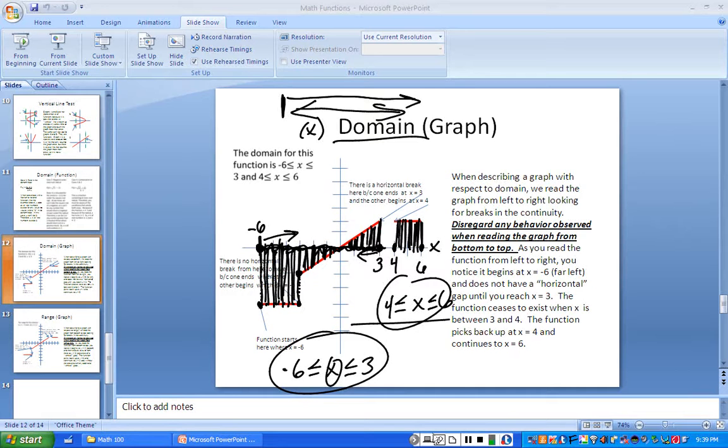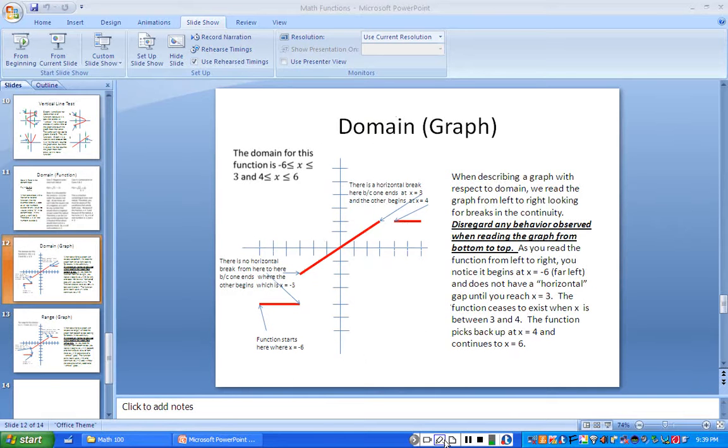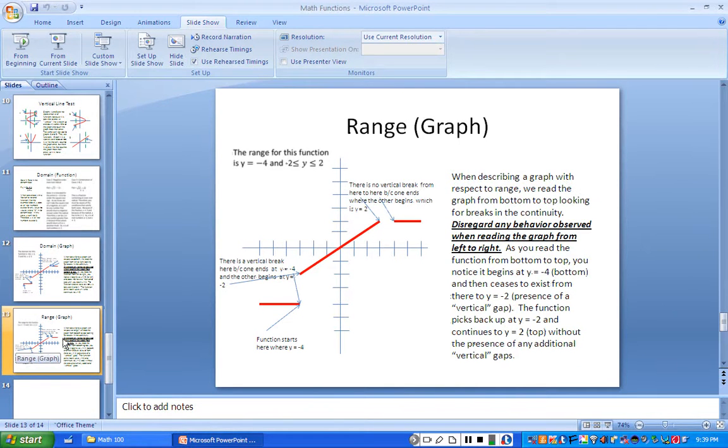So now we want to say, okay, what about range, which is the y-axis? So range, which is the y-axis. So now when we're talking range, range is y-axis, right? So when we're talking the y-axis, we're talking vertical, we're talking up and down. So now instead of reading left to right, we're reading from bottom to top, all right, along the y-axis.